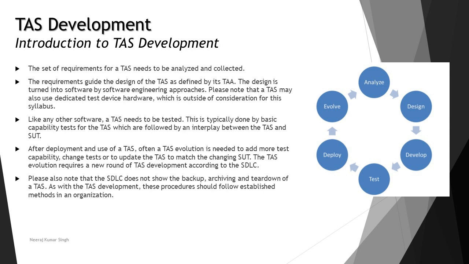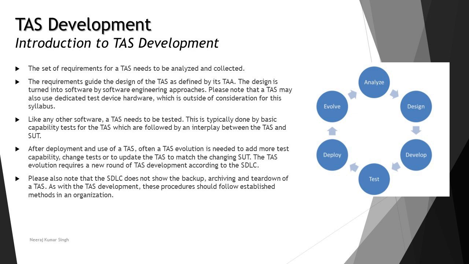So first of all, you analyze what you will be requiring as a part of the TAS development process, and it will be collected for processing further. As usual, the next stage is designing it, setting up the TAA design, that is test automation architecture. Similarly, you also do a TAS design, which will be in coordination and compatible with the SUT. Following that, you develop and set up the TAS, which then needs to be tested. As a part of testing, you write some generic test cases to make sure that the environment is ready and the setup is ready for further usage.